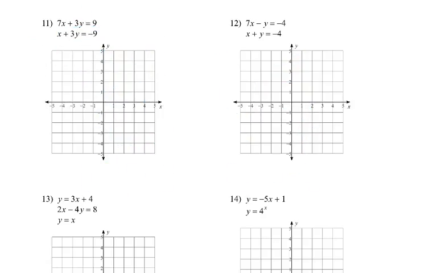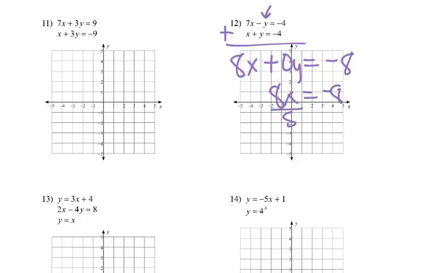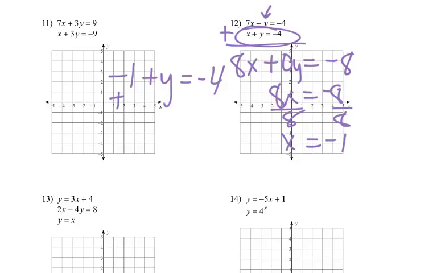Okay, number 12. This one's also set up to work well with elimination. Negative y and a positive y, I would add those. So 7 plus 1 would give me 8x. Negative y plus y would give me 0y. Negative 4 plus negative 4 is negative 8, so 8x equals negative 8. Divide by 8, we get x equals negative 1. Take an equation, replace the x with negative 1, so instead of x plus y, we get negative 1 plus y, add 1, and we get y equals negative 3, so my answer, negative 1, negative 3.